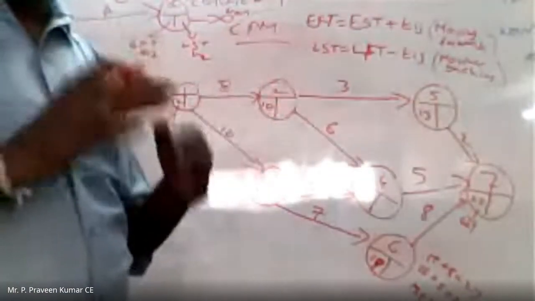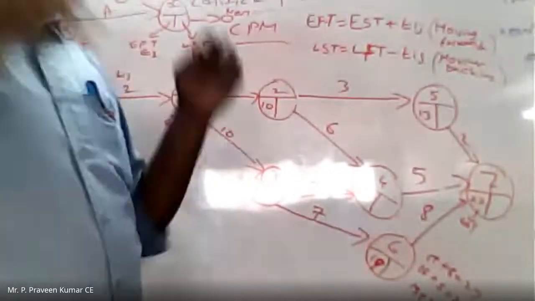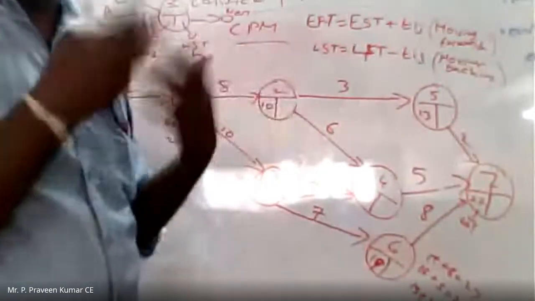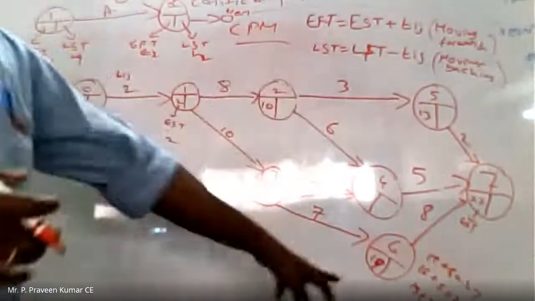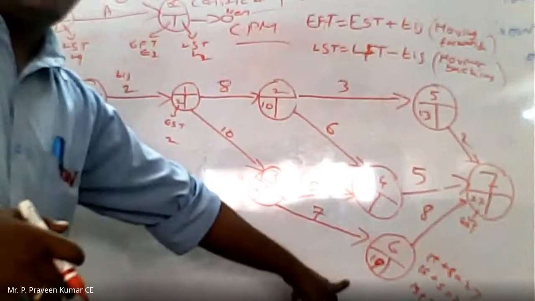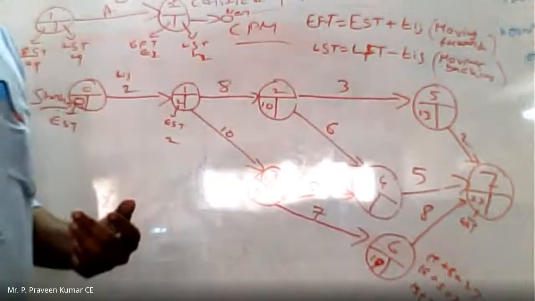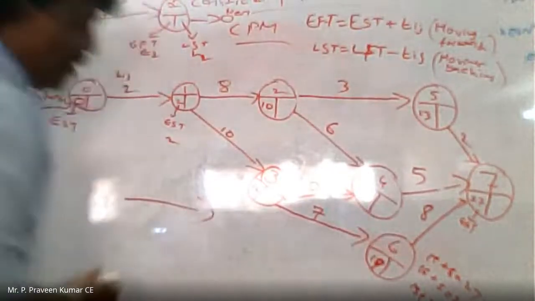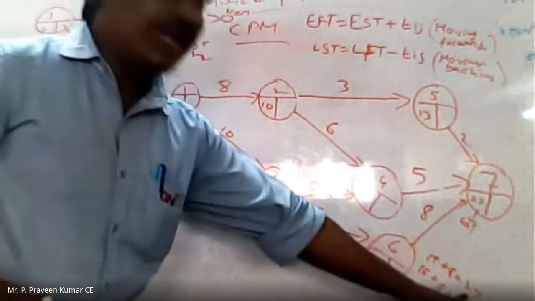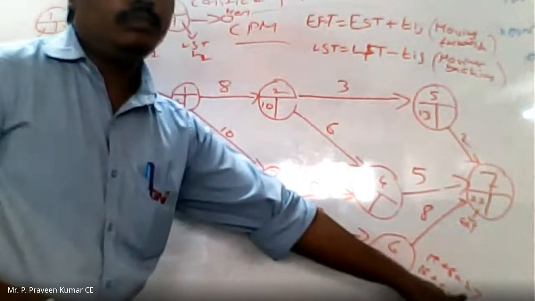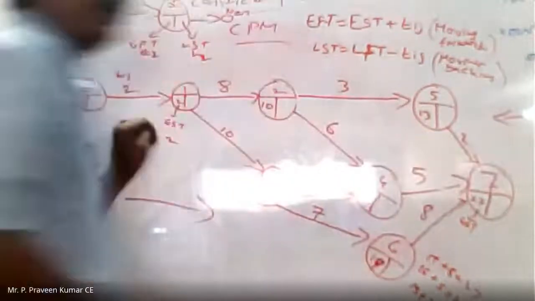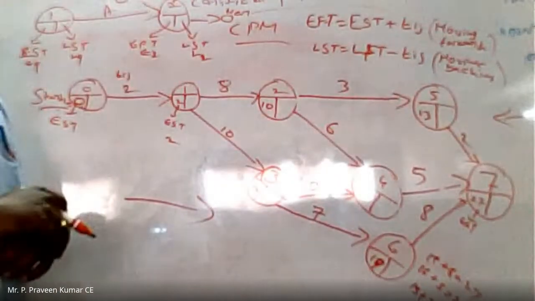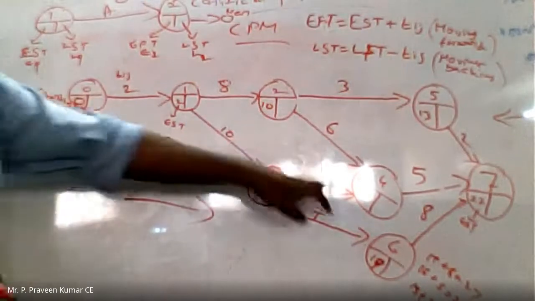We need to do this process whenever two or more activities are merging on the same node. There you need to check whether we are moving forward or coming backward. Here I am completely moving forward, so I have taken the highest value. When we go backward, I need to take the minimum value. Now all the ESTs were over.